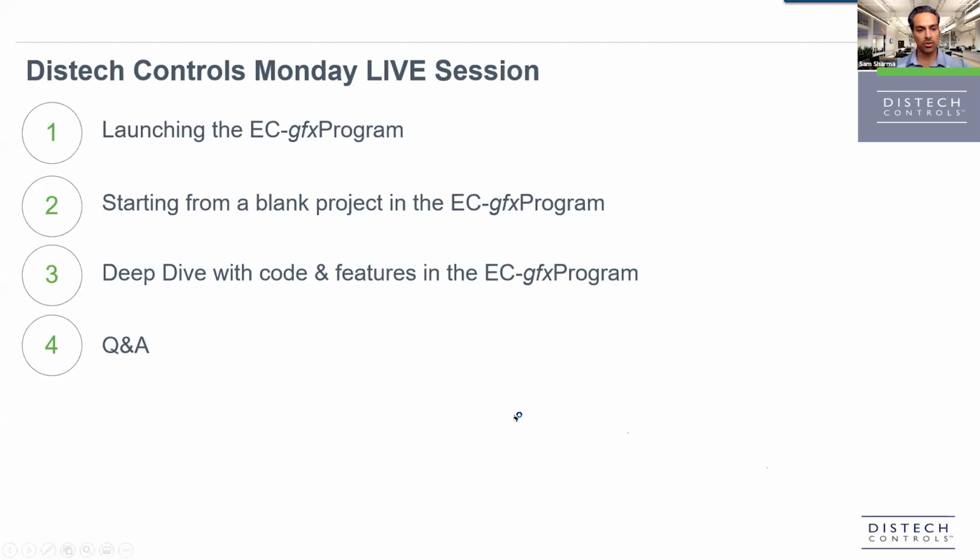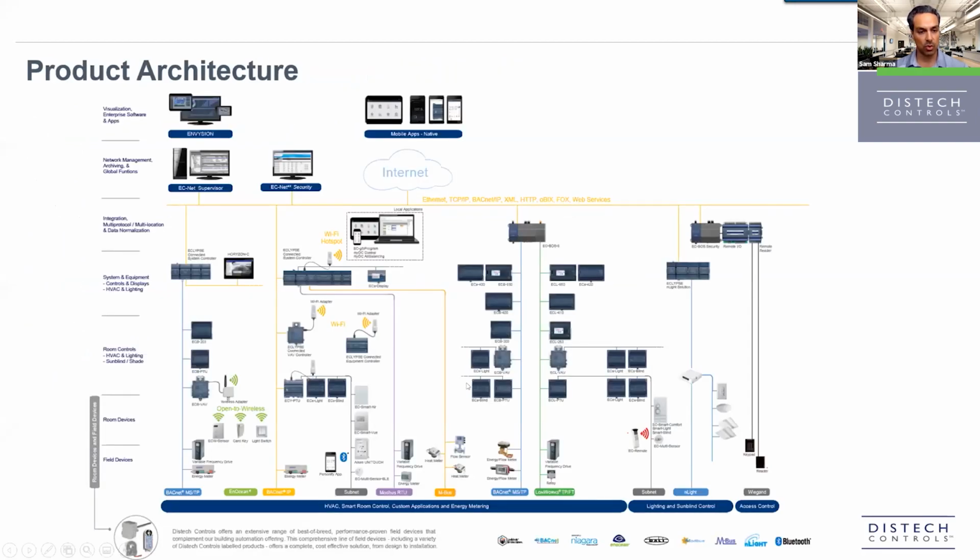So number one, we're going to go through our product architecture real quick. If you look at the bottom, that is basically where our field devices live, right? Those are the devices that live between the range of 127 to 255. Then we have our room devices, and then we go into the room controls and system equipment. From the system equipment and room controls, that's what we'll be focusing on today. That is where a lot of the GFX programming happens. Those are the master devices. This is where a lot of that logic lives. So Sabatino is going to walk us through a lot of that and how all that works.